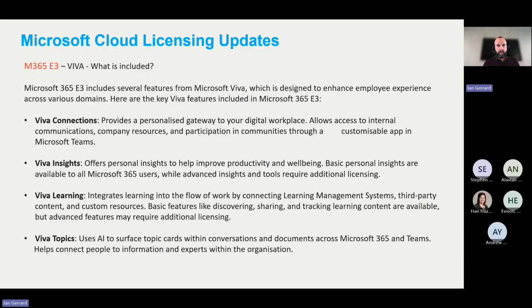And you'll get a copy of these slides. I'm not just going to read verbatim off them, but again, you get several of the features, maybe not the full features. All of Viva is designed to enhance that employee experience. There's some really interesting things going on with Viva Insights in particular, especially when it comes to Copilot, that I can come on to a little bit later.